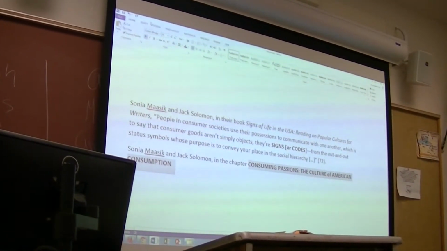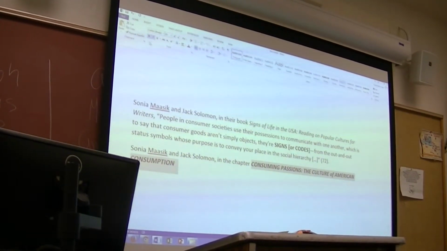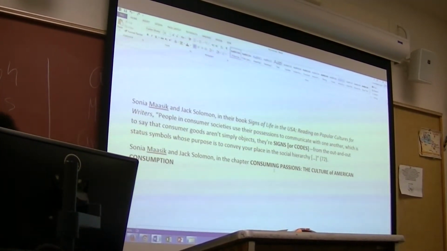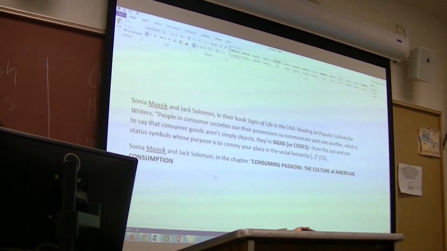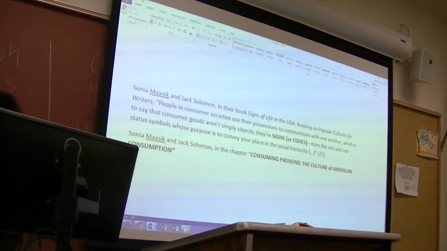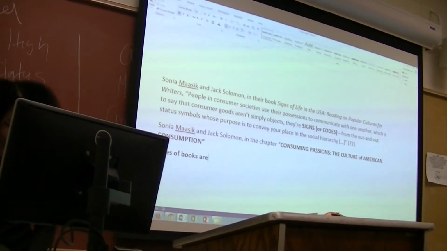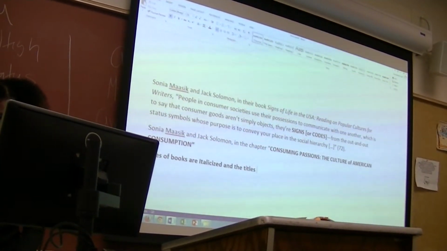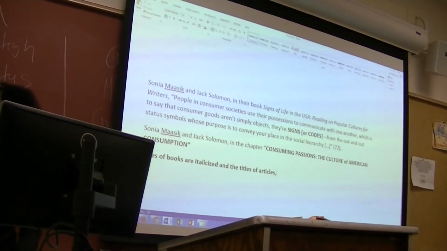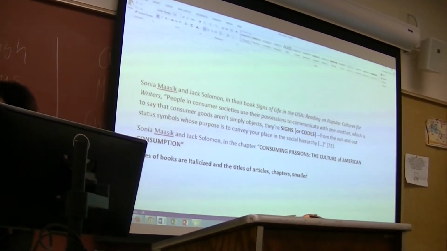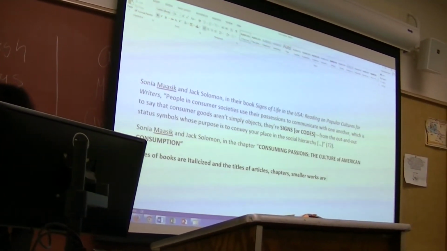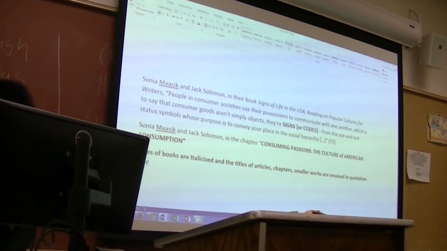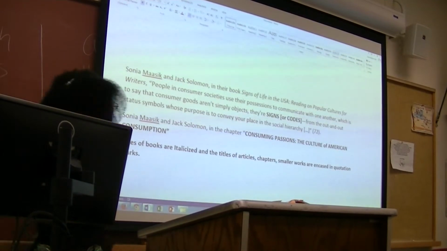I want you to see the difference. So that's why I want to keep it in caps. This would not be italicized because it's a chapter, okay? This would be in quotation marks, right? So, titles of books are italicized, and the titles of articles, chapters, smaller works are encased in quotation marks. That's an answer for your midterm.